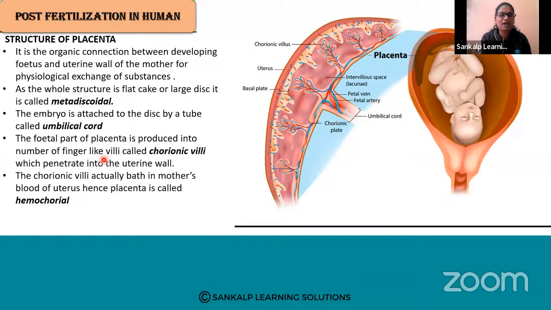The fetal part of the placenta is produced into a number of finger-like projections. Look here, these finger-like projections are called chorionic villi. This is a fetal part which is extended. The fetal part gets inserted into the placenta in the shape of fingers. That finger-shaped structure is called chorionic villi.